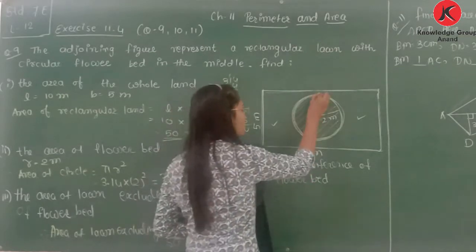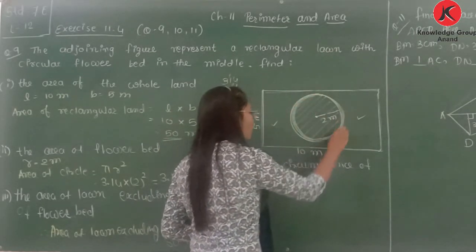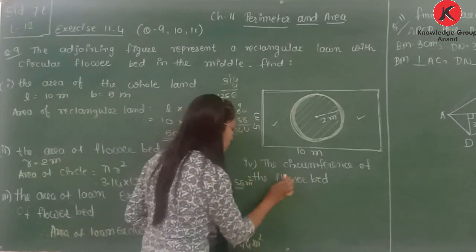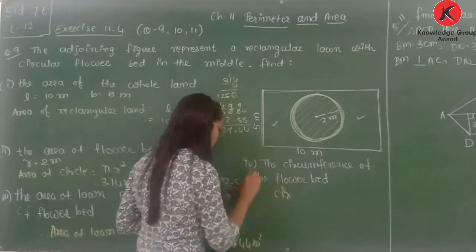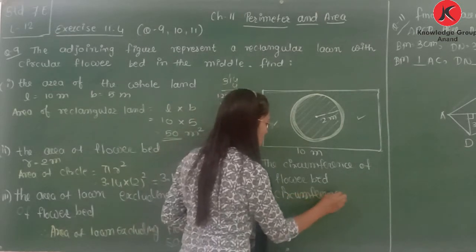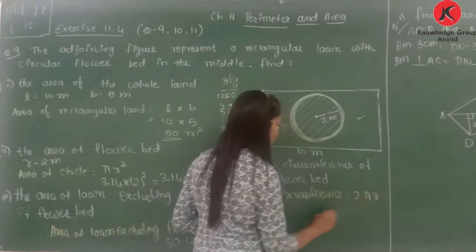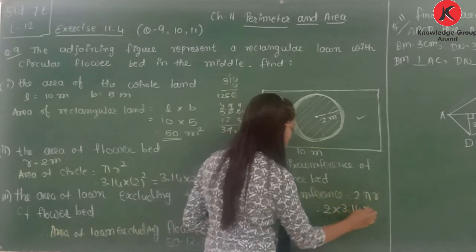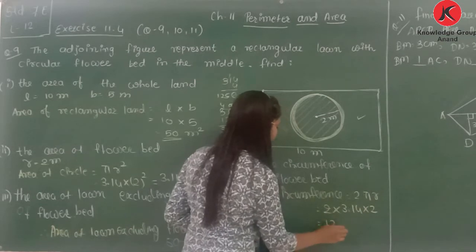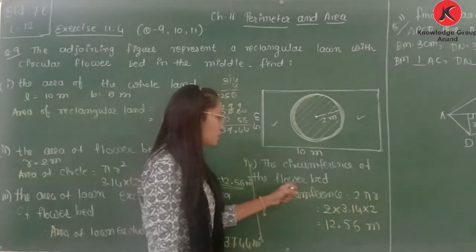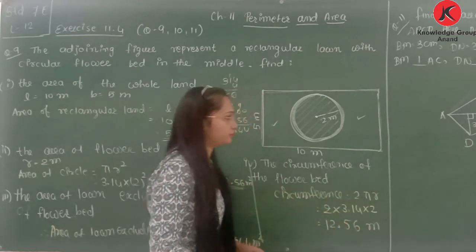Now the next one: the circumference of the flower bed. The circumference equation is 2 pi r. So we can write circumference is equal to 2 pi r. 2 pi is 3.14 times 2 and r is 2. So that will give 12.56, and the unit is meters because circumference is measured in meters.